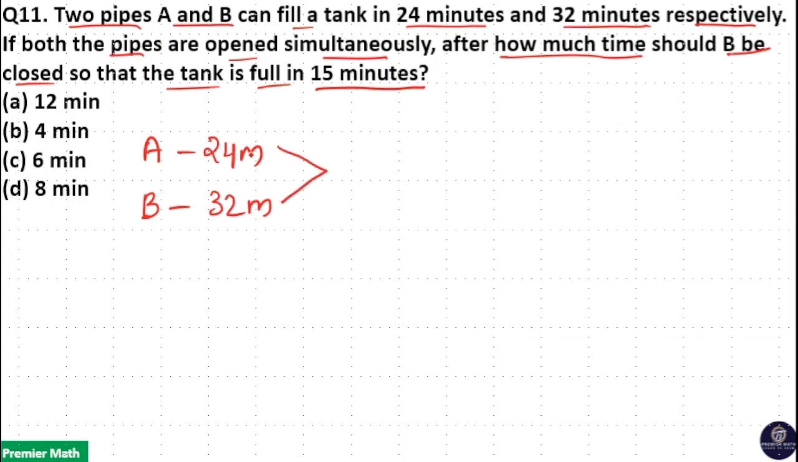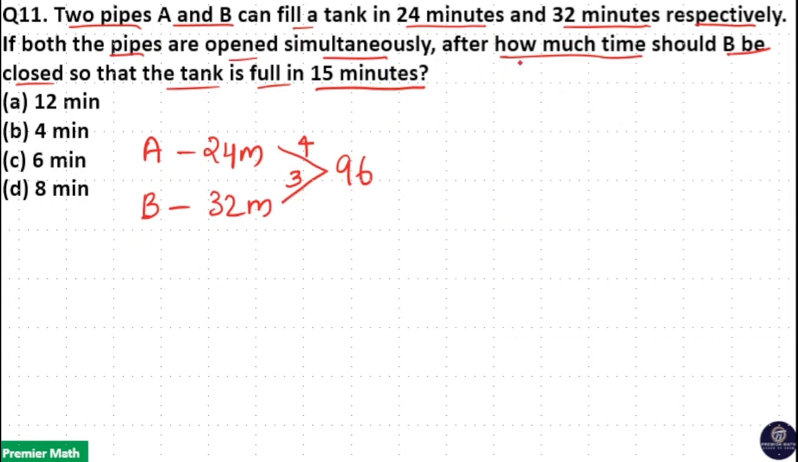Now, take the LCM of 24 and 32. LCM here is 96. 24 goes 4 times in 96, 32 goes 3 times in 96. Now, the concept is 96 unit is the total work. That means 96 unit is the capacity of tank. And A's efficiency is 4, B's efficiency is 3. A can fill 4 unit in a minute, B can fill 3 unit in a minute.